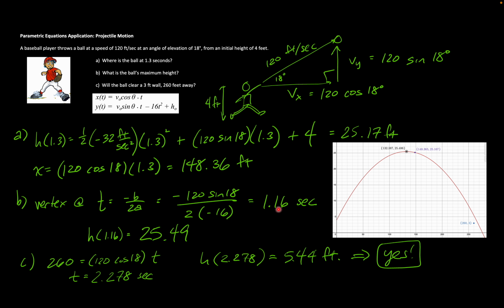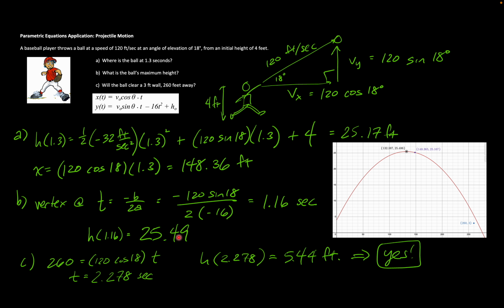So that tells me that the time at which the ball is going to reach its maximum height is about 1.16 seconds. The height itself that the question asked me to evaluate, then I can find by plugging the time into the equation of the parabola itself. So I will put 1.16 into this equation and get about 25.49 feet.